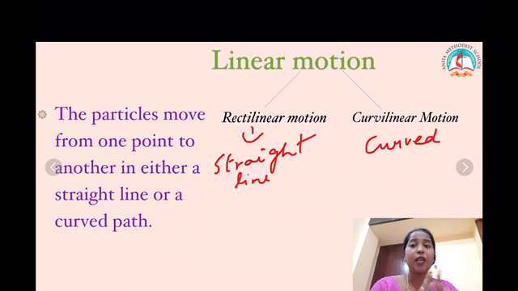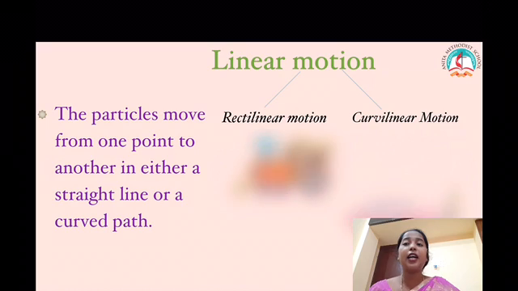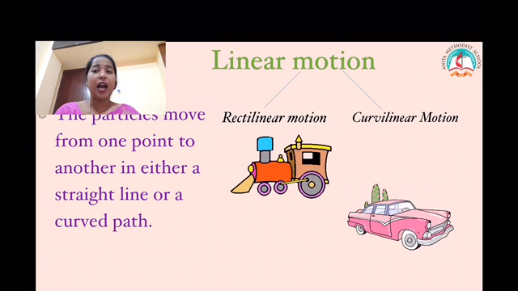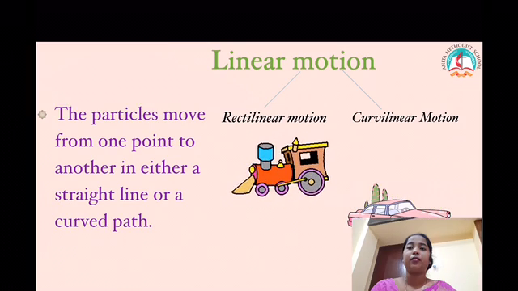Okay, so rectilinear motion means the path of a motion is a straight line. Curvilinear motion means the path of a motion is now curved. Examples of linear motion are the motion of a train, a football, a car on the road, etc.